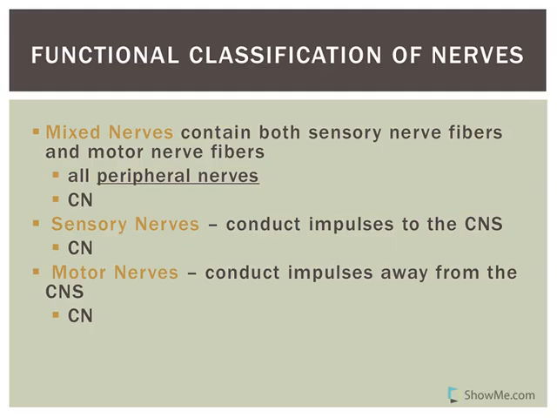Now, the first thing to do is we're going to classify our nerves. Nerves can be classified as being mixed nerves, purely sensory nerves, or motor nerves. I'm going to put spinal nerves here. All the spinal nerves are mixed nerves. All of the peripheral nerves are mixed nerves. There are also some cranial nerves that are going to be considered mixed nerves.